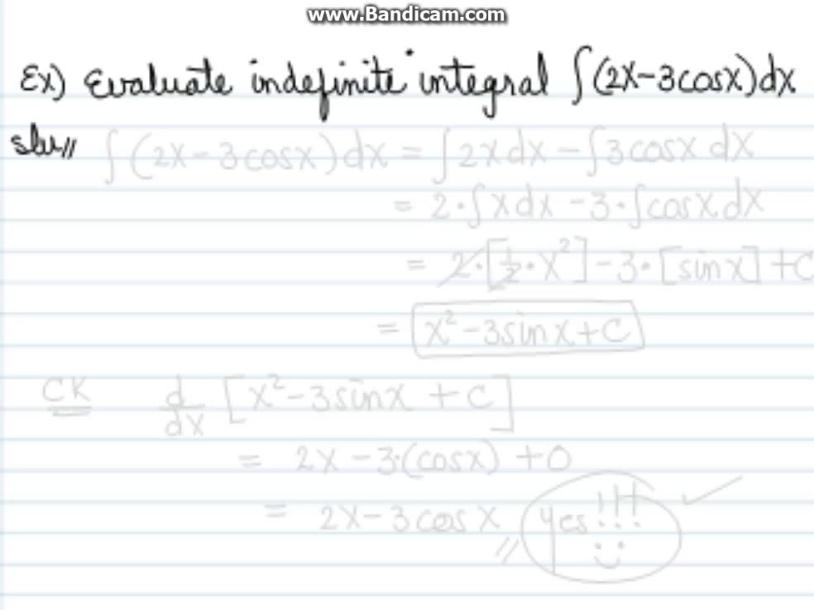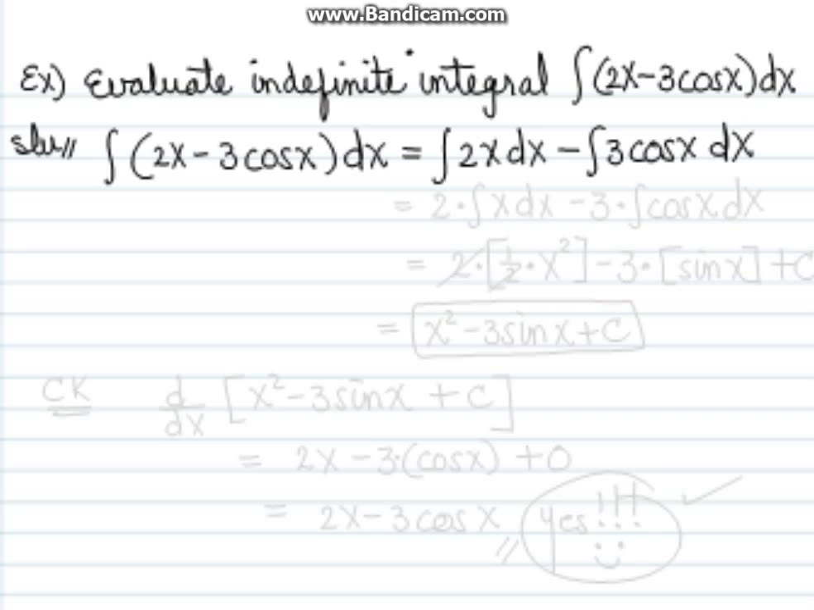Okay, let's evaluate the indefinite integral, the integral of two terms, 2x minus 3 cosine x dx. Well, we're going to have to consider each of the terms separately, so let's break them apart. The integrand does distribute. So we have the integral of 2x dx minus the integral of 3 cosine x dx. Now let's use a rule of integration to pull the constant out in the front: 2 times the first minus 3 times the second integral.